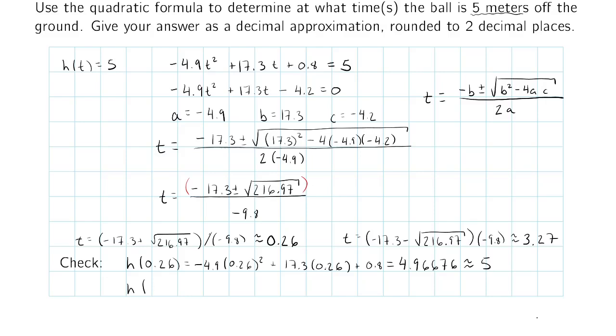h of 3.27, that's negative 4.9 times 3.27 squared plus 17.3 times 3.27 plus 0.8, and that works out to exactly 4.97579, which again is approximately 5, which was again our goal.